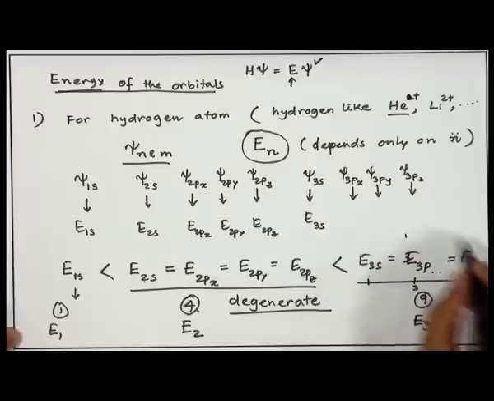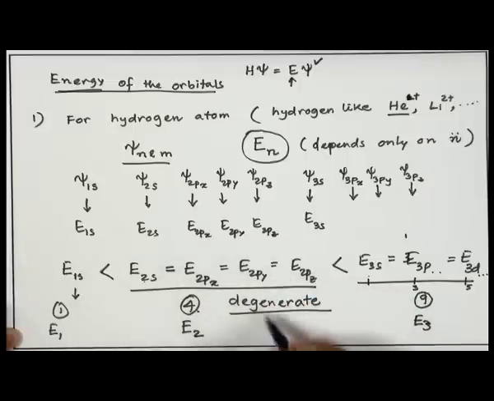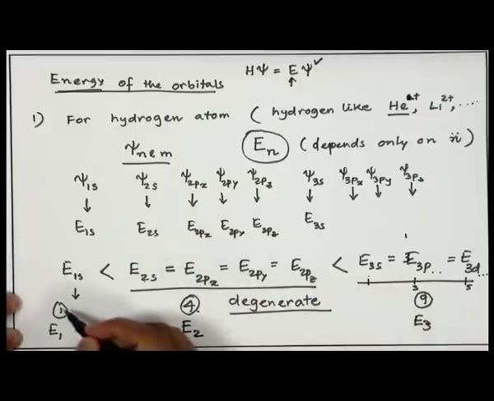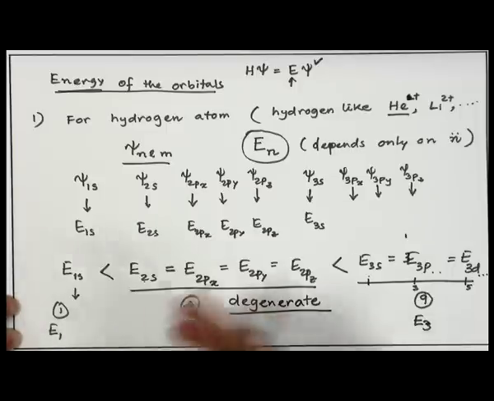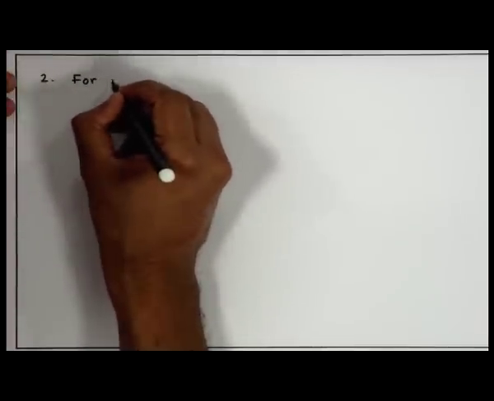So, the third energy level of hydrogen atom is 9-fold degenerate. The second energy level of hydrogen atom is 4-fold degenerate, and the first energy level of hydrogen atom is non-degenerate, or simply single-fold degeneracy. Now, we will talk about the second case, for multi-electronic systems.